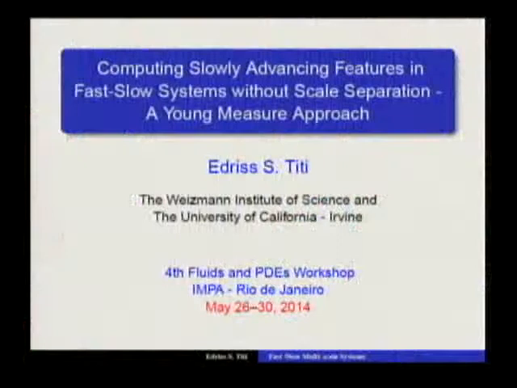Because I don't know if there are slow variables. I don't know even if there is a function or change of variables which can separate the system into slow and fast. I'm going to talk about slow features. And what are these slow features? They are observables on the system, which could be slow. And maybe these I would like to talk about.